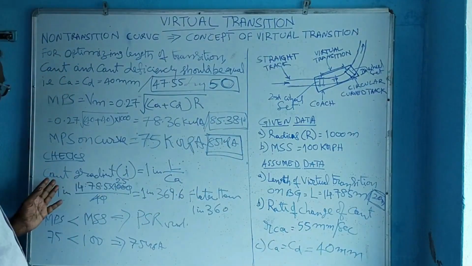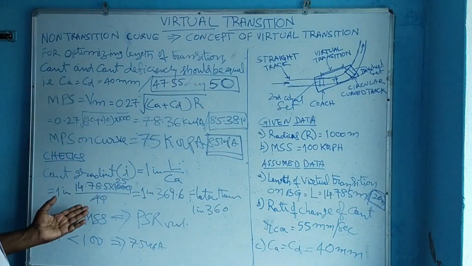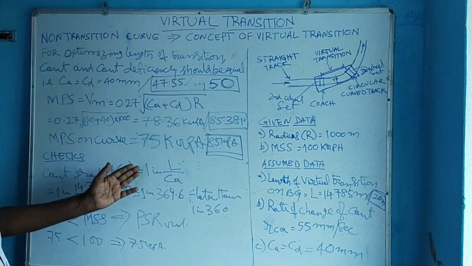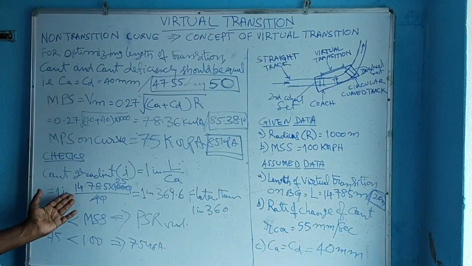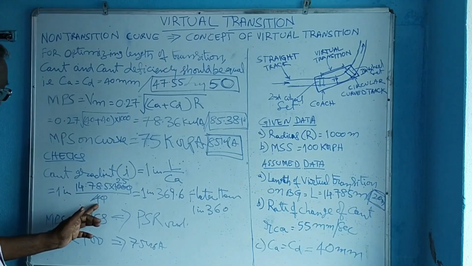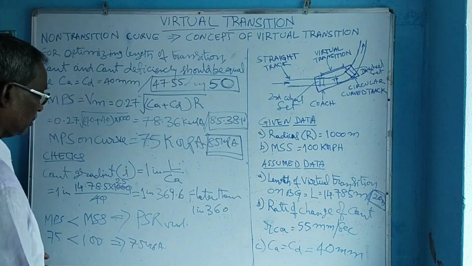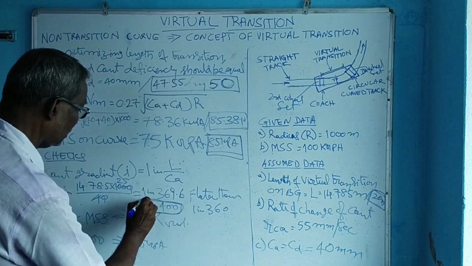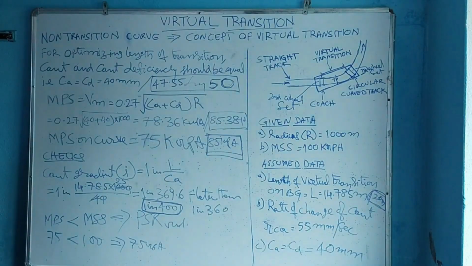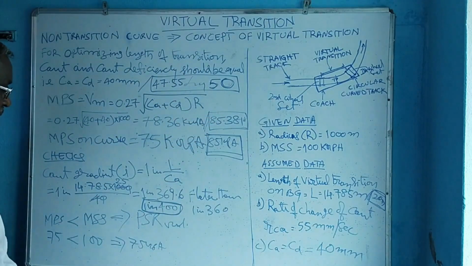Then comes the cant gradient, equal to 1 in L by CA. L is equal to 20 meter, and CA you can put as 50 mm instead of 40 mm. Then it will be 1 in 400. So this is practical in the field. 1 in 400 is flatter than 1 in 360. Therefore, the maximum permissible speed of the curve with virtual transition is 85 kmph.